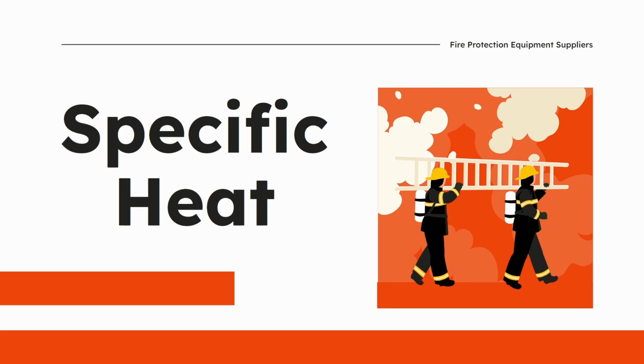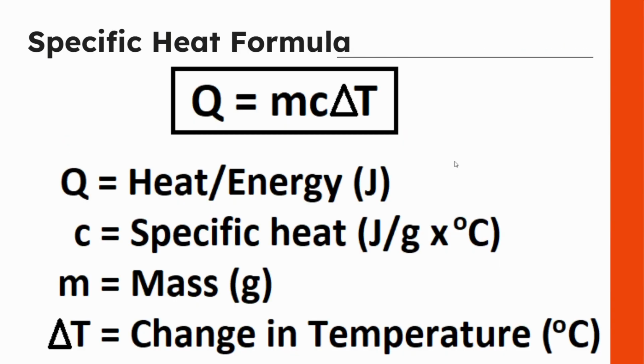Okay, so this is going to be part two of heat and thermodynamics. Specifically, we're going to be focusing on specific heat. So we'll cover that in a second. So specific heat, what is specific heat? The specific heat is the amount of energy it takes to move a substance's temperature up or down 1 degree Celsius or 1 Kelvin.